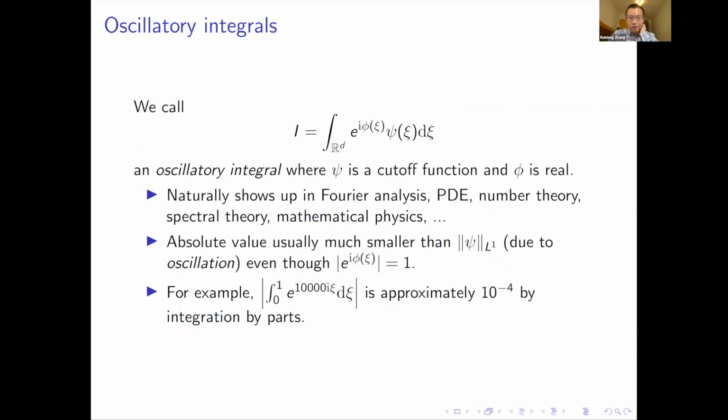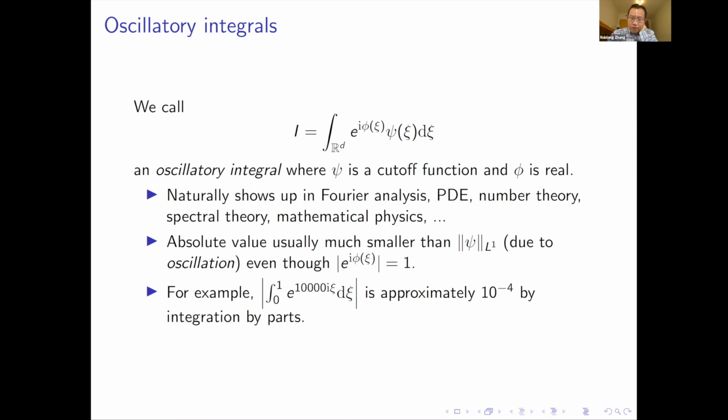But let's just start with some general background. Oscillatory integrals are usually integrals with purely imaginary phase, e to some purely imaginary thing, times a cutoff function, as you can see here. And they naturally show up in a lot of areas. It's naturally an object in Fourier analysis, and also related to PDE, some analytic number theory problems, spectral theory and mathematical physics.